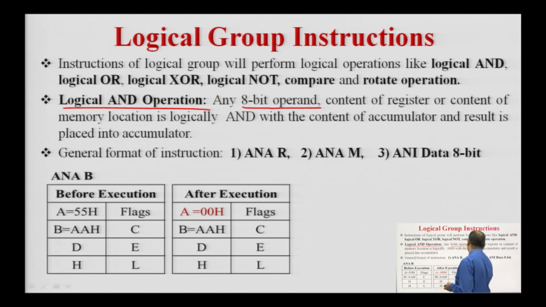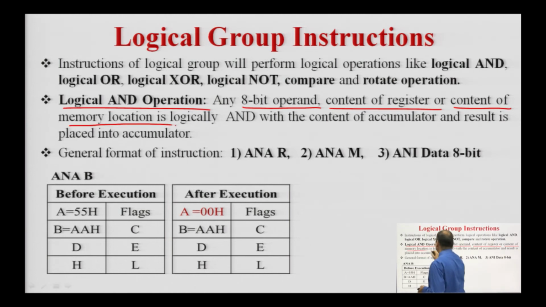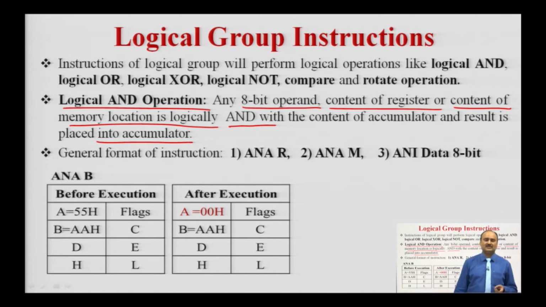Any 8-bit operand, the content of a register or the content of a memory location, is logically ANDed with the content of the accumulator and the result is placed into the accumulator. Logically ANDed means the operation takes place according to the truth table of the AND gate, bit by bit. In the truth table of the AND gate, if any of the inputs is 0, the output is 0.